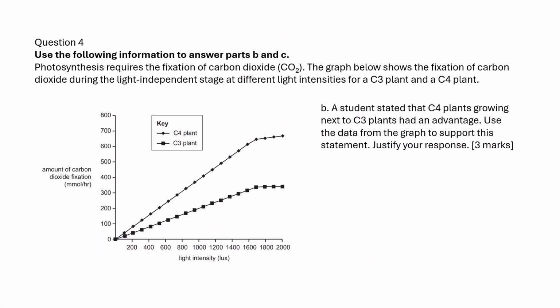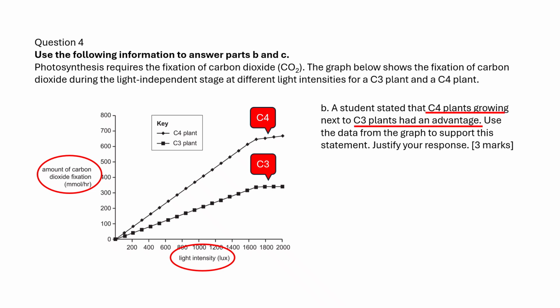This slide poses a question about C3 and C4 plant photosynthesis, specifically their carbon dioxide fixation under varying light conditions. The graph clearly shows C4 plants consistently fix more CO2 than C3 plants at all light intensities. In response to the sub-question, this data demonstrates the competitive edge of C4 plants in fluctuating light conditions. Emphasize C4 photosynthesis efficiency, enabling them to thrive alongside C3 plants, especially in high light. Justify your argument with specific data points from the graph.